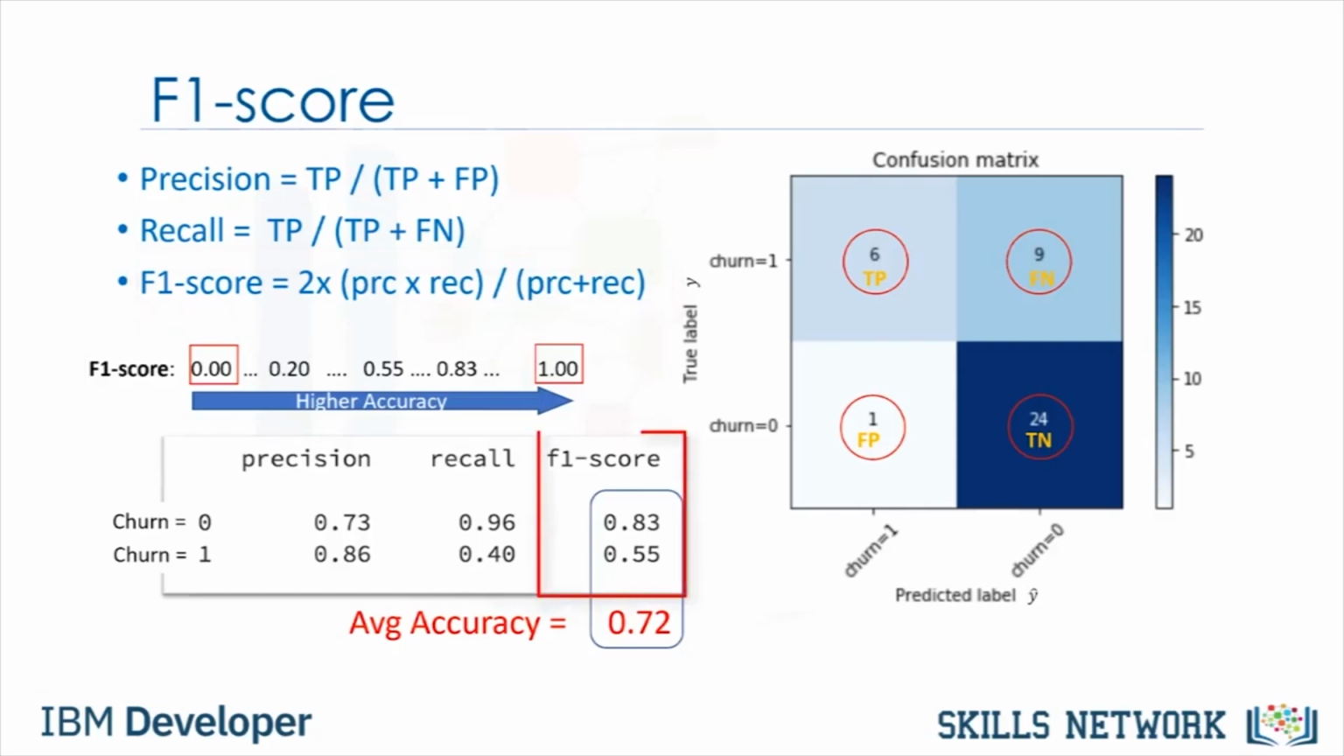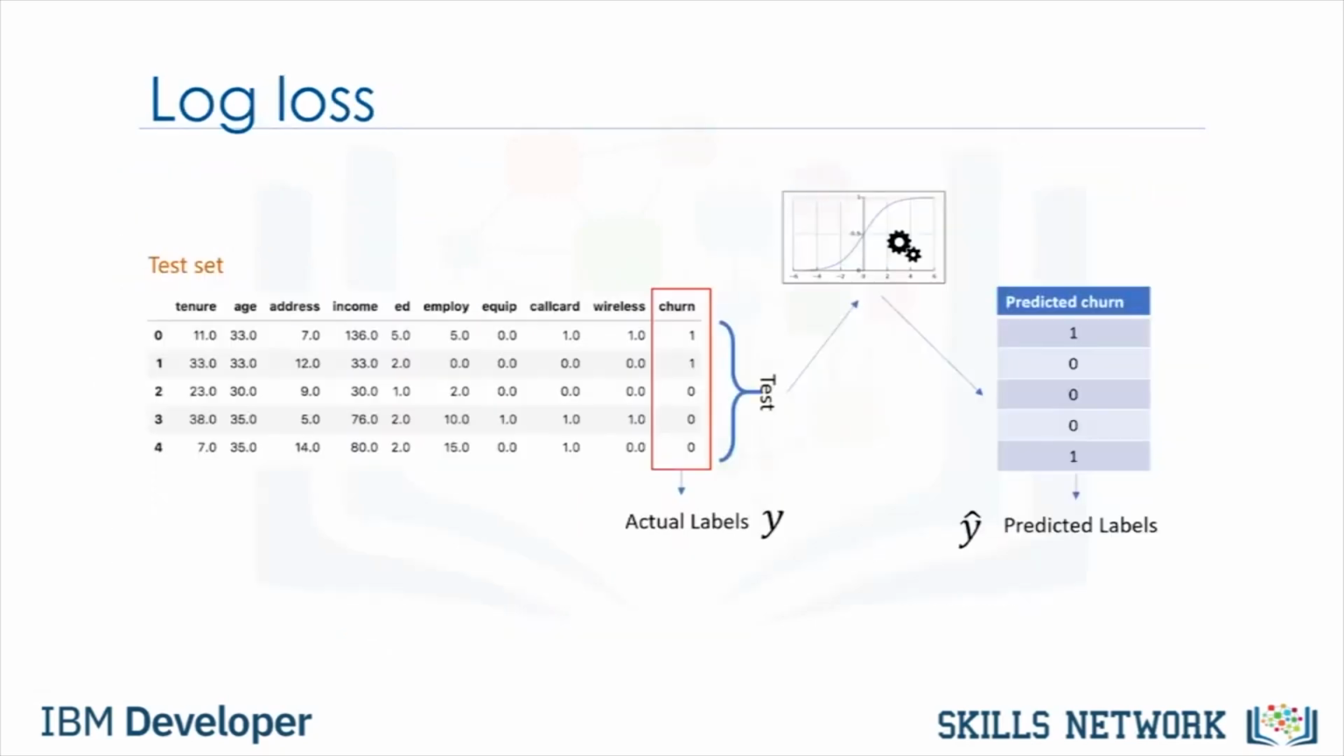For example, the F1 score for class 0, i.e. churn equals 0, is 0.83, and the F1 score for class 1, i.e. churn equals 1, is 0.55. And finally, we can tell the average accuracy for this classifier is the average of the F1 score for both labels, which is 0.72 in our case. Please notice that both Jaccard and F1 score can be used for multi-class classifiers as well, which is out of scope for this course. Now let's look at another accuracy metric for classifiers.